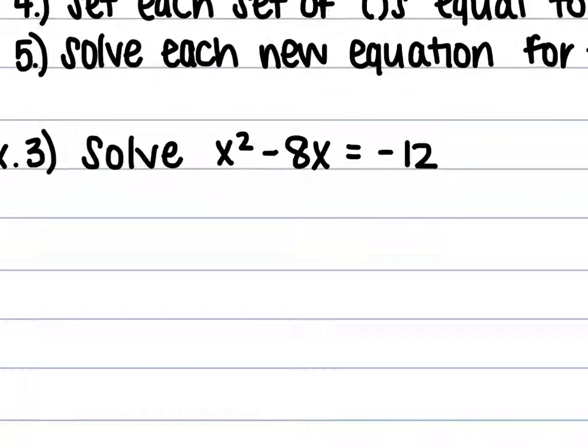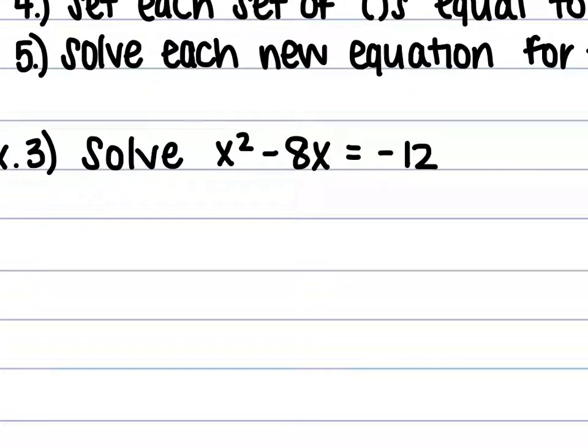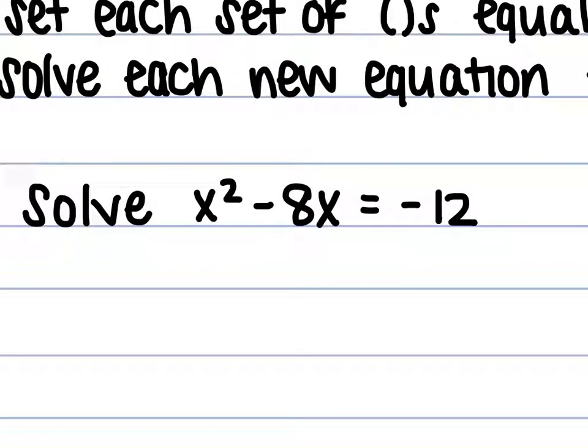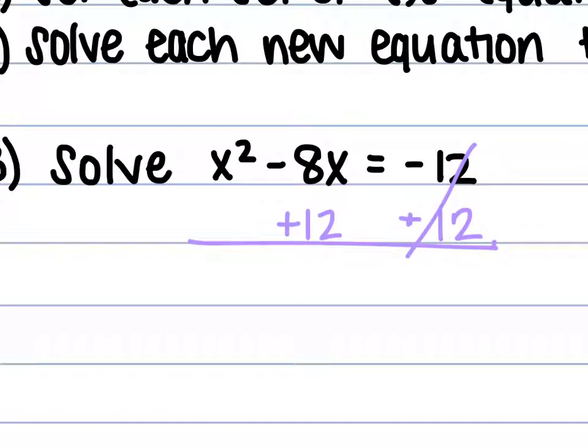If we are solving these, we want to make sure that our equations are first set equal to 0. So if we're looking at example 3, we have x squared minus 8x is equal to negative 12. We want to move that 12 over by adding it to both sides. It doesn't combine with any term on the top there, so we're going to have x squared minus 8x plus 12 is equal to 0.